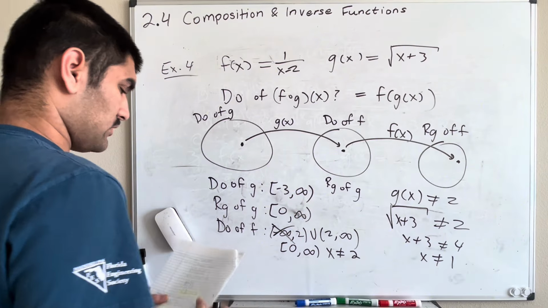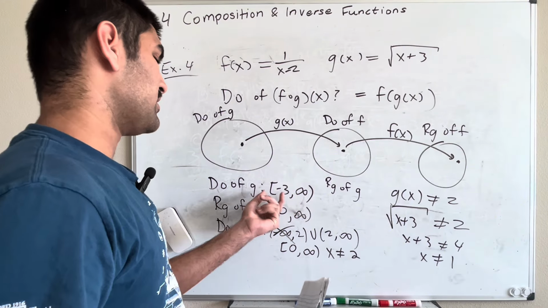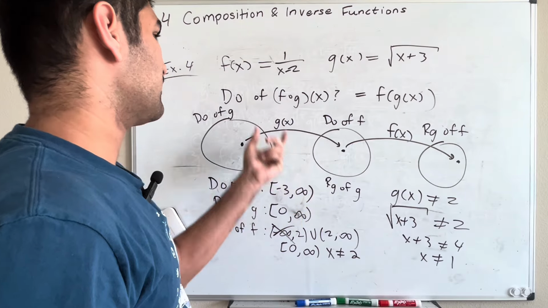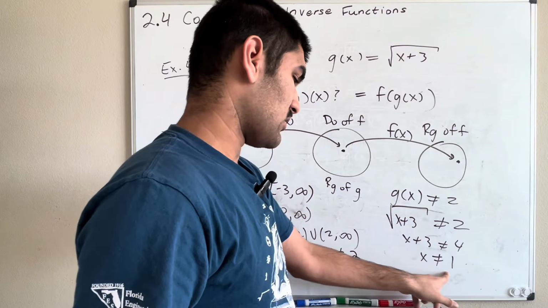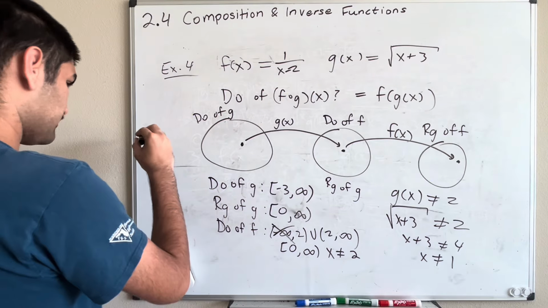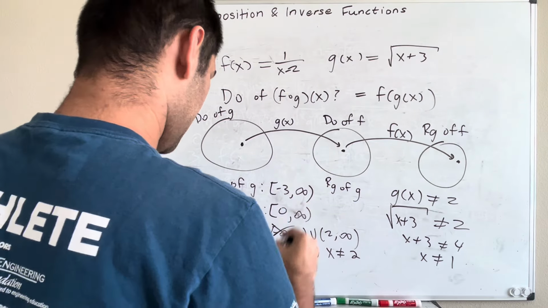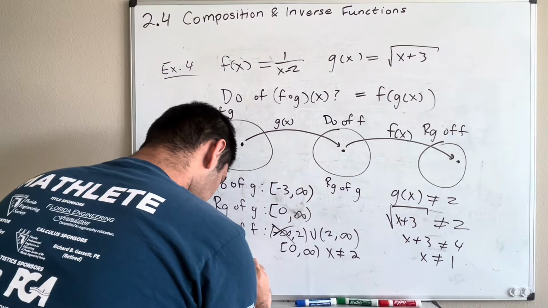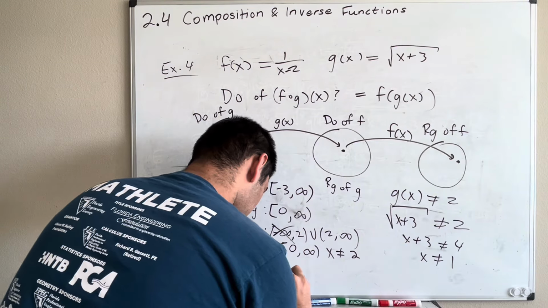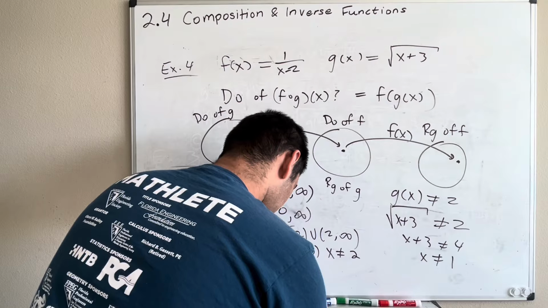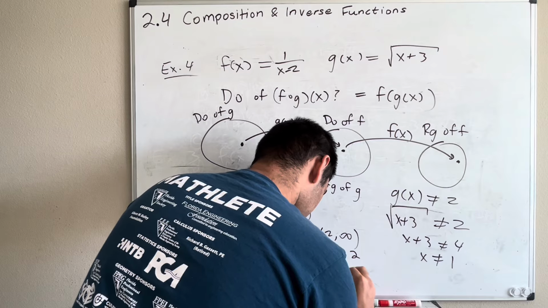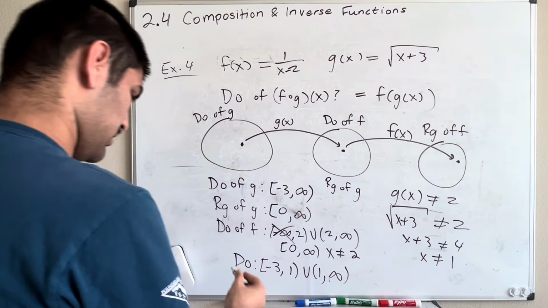So the domain of g originally was from -3 included to infinity. But in order for this to satisfy f of x, x also can't equal 1. So the new domain, I'll write it down here. The domain of the whole thing is -3 included to 1 not included, union 1 not included to infinity. So this is the new domain.